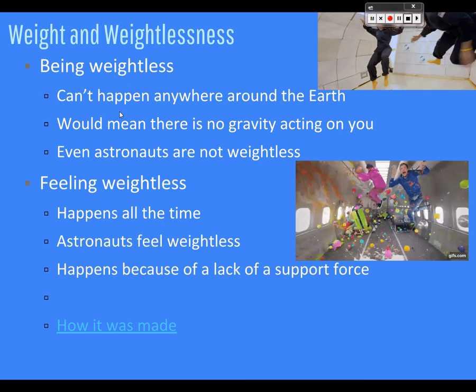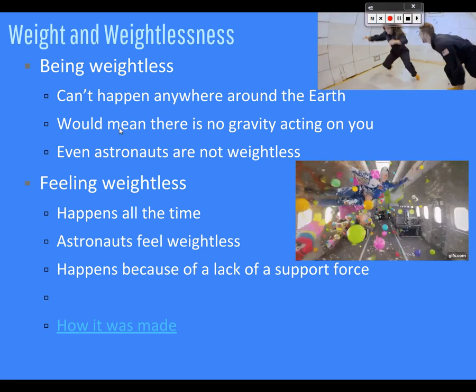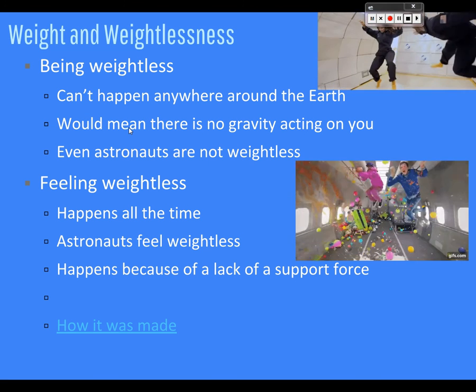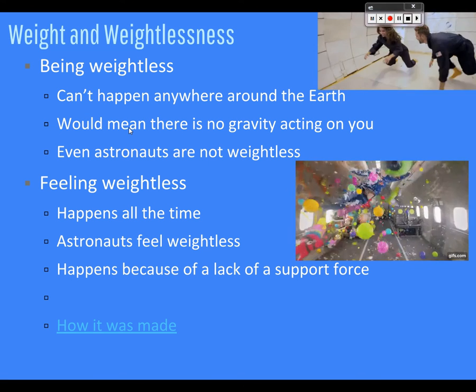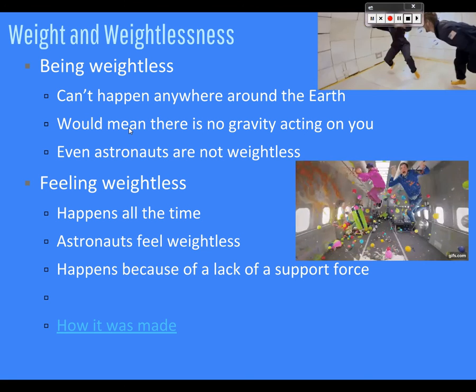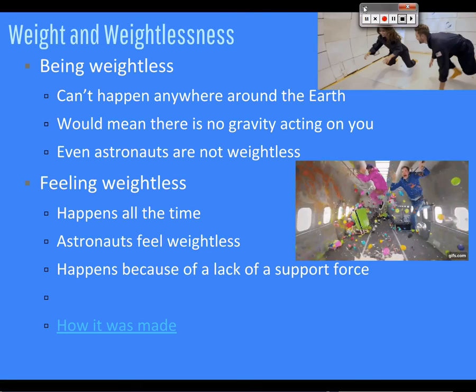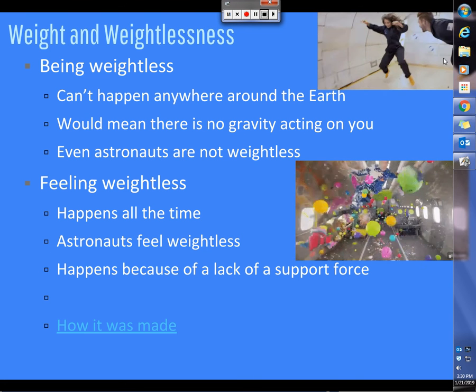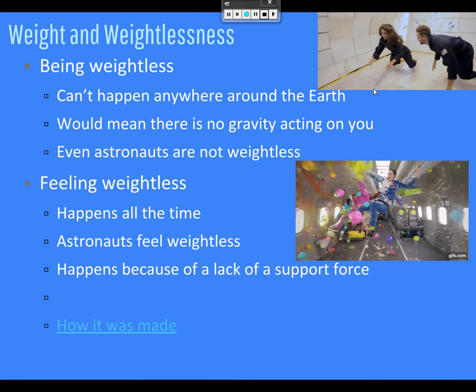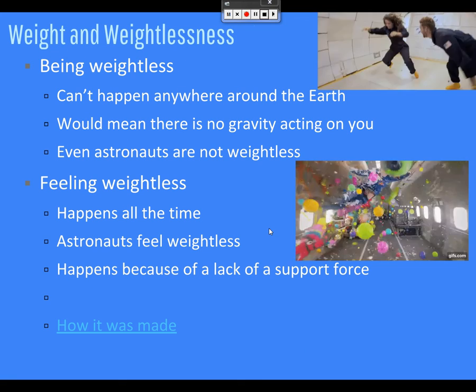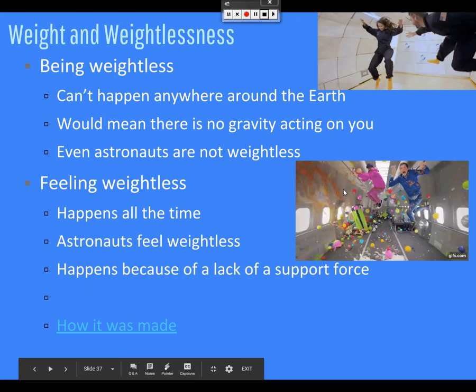Being weightless, you can't really be weightless anywhere even close to being around the Earth. You can't really be weightless anywhere because gravity extends throughout the universe. There's not really anywhere where gravity does not act. So as we see in these GIFs here, you see some examples of people looking like they are feeling weightless. We'll come back to the second one later.